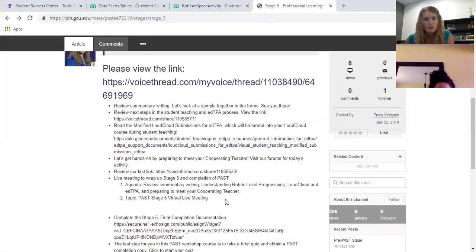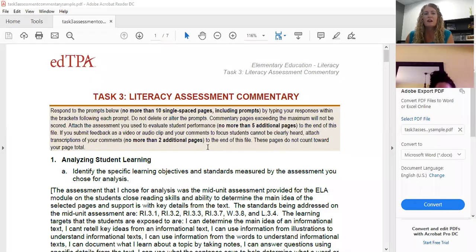So we'll first want to get to the commentary writing. So let me stop this share and share with you a sample commentary. So this is a Task 3 Literacy Assessment commentary. As you recall, I've been trying to emphasize throughout this whole course workshop how important the commentary pieces are. There's a commentary piece. You can think of it like a digital worksheet at the end of each task in EdTPA.